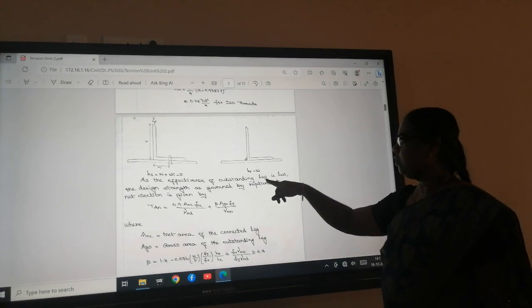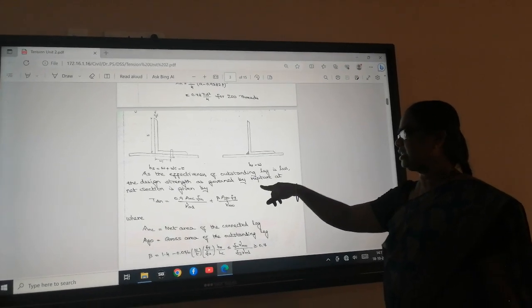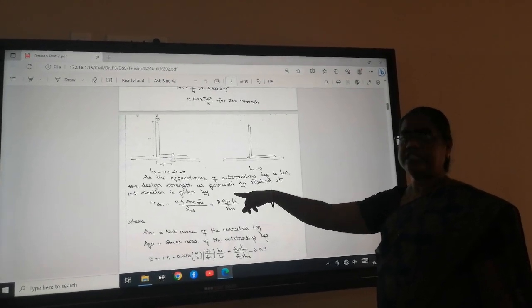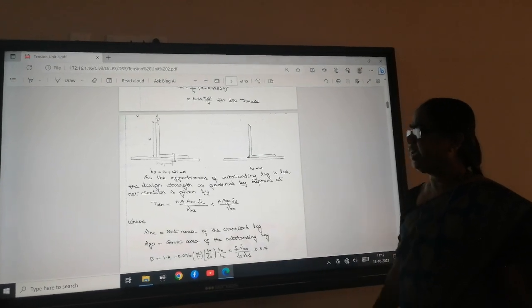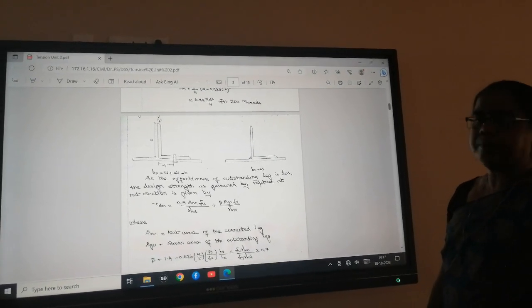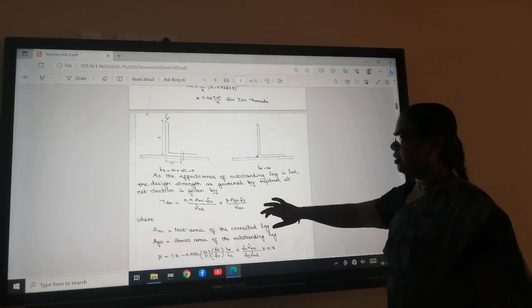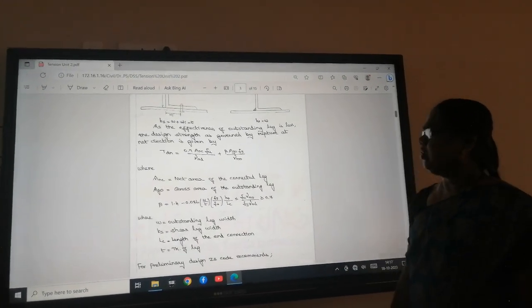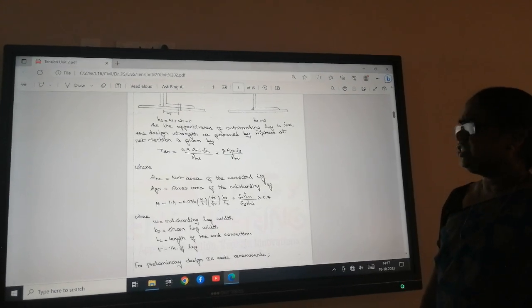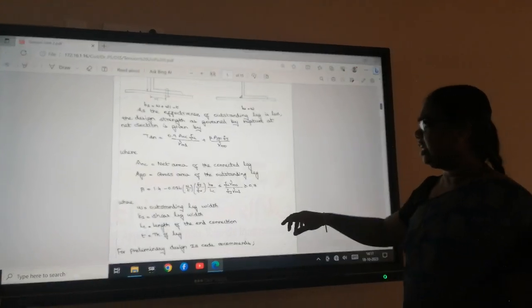As the effectiveness of outstanding leg is less, the design strength governed by rupture of net section is given by Pdn equal to 0.9 Anc Fu by gamma m1 plus beta into Ago Fy by gamma m0, where Anc equal to net area of the connected leg, Ago equal to gross area of the outstanding leg.